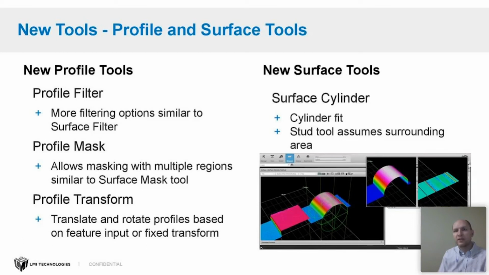In that case, for this tool specifically, you don't need any surrounding area. You're just looking at the area of the cylindrical surface itself and performing the fit to that. So this is one of those tools where we've had many requests for it over time. Finally, we got to adding it, and I hope that it will be useful for many different applications.